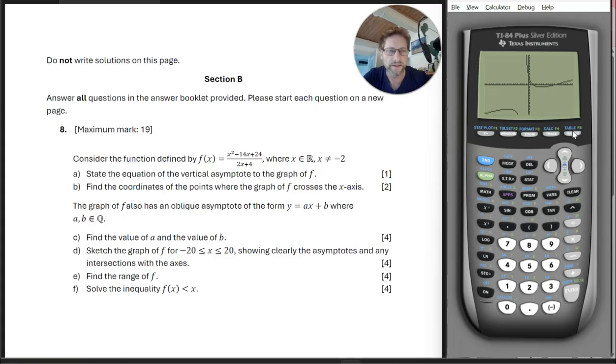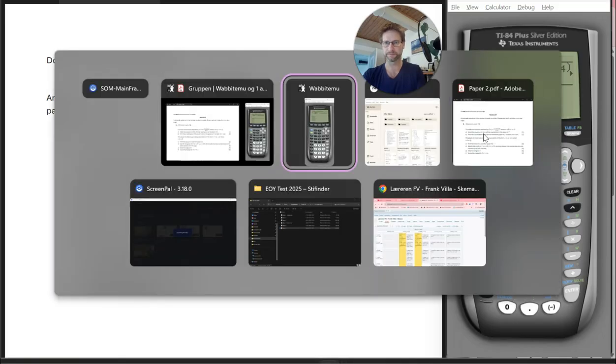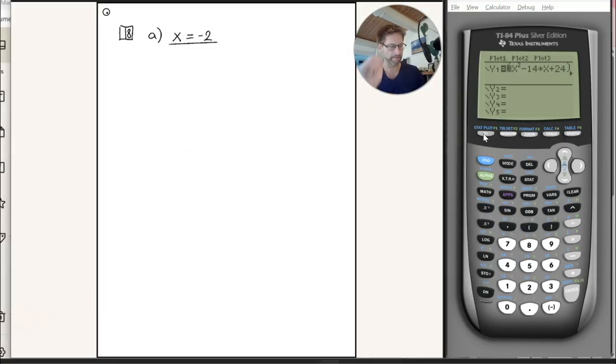Well, when you want the y coordinate to be 0, it's because we want the function to make a value that is 0. And as we said, we just want the numerator to be 0. So in this case, we go to our paper for question B, and we simply solve for x squared minus 14x plus 24 has to be 0.